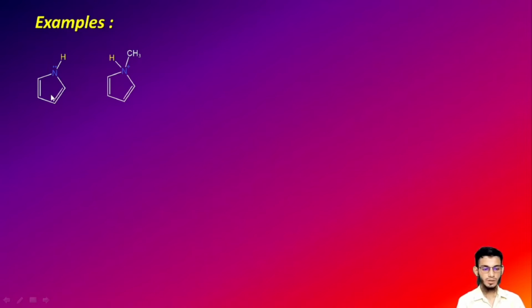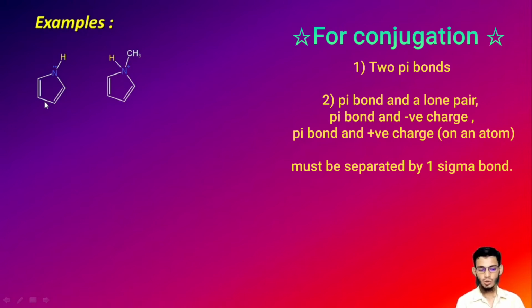Okay, you can see. And if you cannot draw the structure in your exam, remember one thing: if two pi bonds are separated by one sigma bond, there will be conjugation. If one pi bond and a lone pair, one pi bond and a negative charge, or one pi bond and a positive charge are separated by one sigma bond, there will always be conjugation. Simply remember this trick. You can simply calculate it.